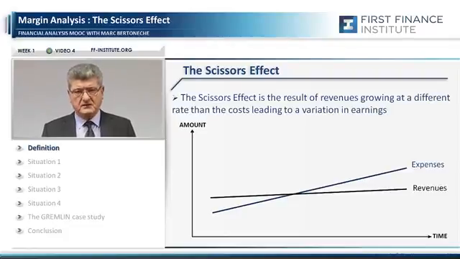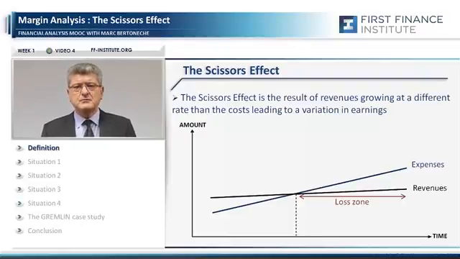What is the scissor effect? The scissor effect happens when the costs are growing at a faster rate than the revenues, leading first to a squeeze in the margins and then a loss situation, as shown in the graph. This raises some crucial questions on the strategic position of the firm, its bargaining power vis-à-vis its suppliers of raw material and spare parts, vis-à-vis its customers, and its distribution system in general, vis-à-vis its employees, etc.